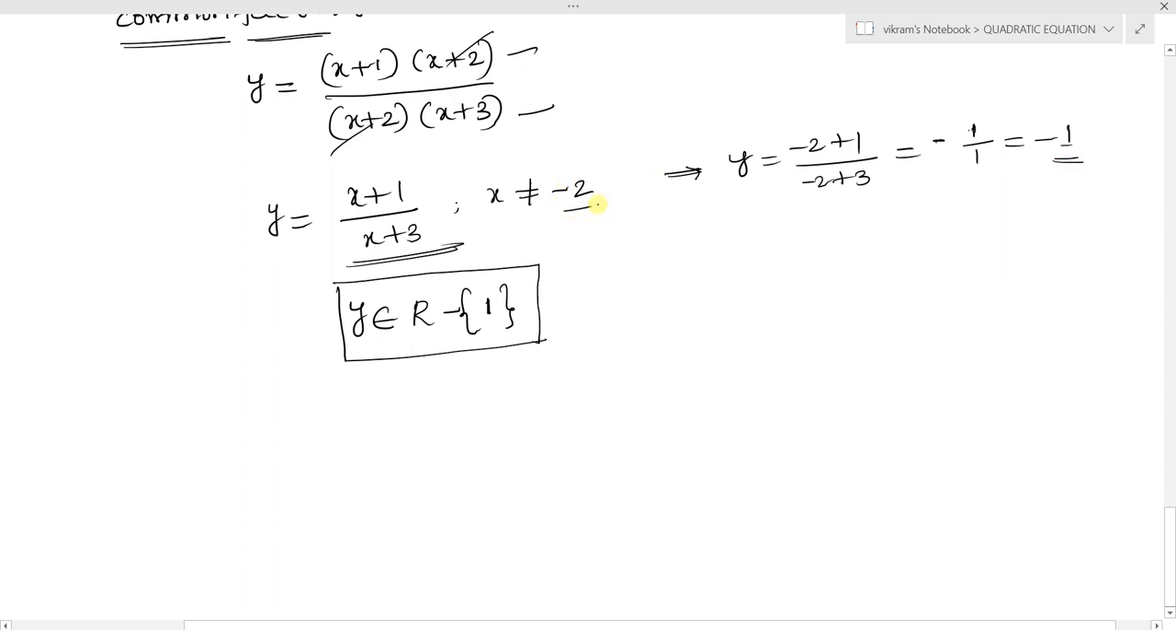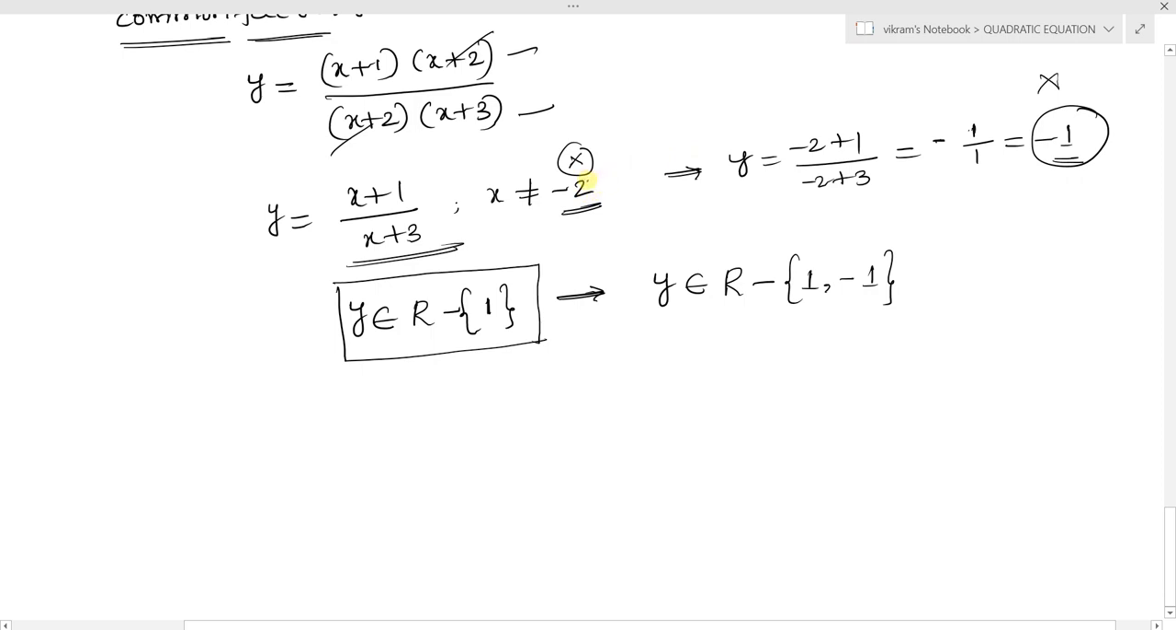But x not equals minus 2, so whatever inputs we apply, x equals minus 2 is not present. So the output for x equals minus 2 means the y value is also not present in the range. So for this one, we can write the range as y belongs to R minus 1 comma minus 1, whereas minus 1 is obtained by putting x equals minus 2.